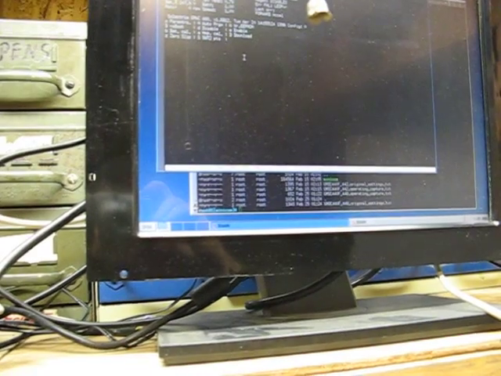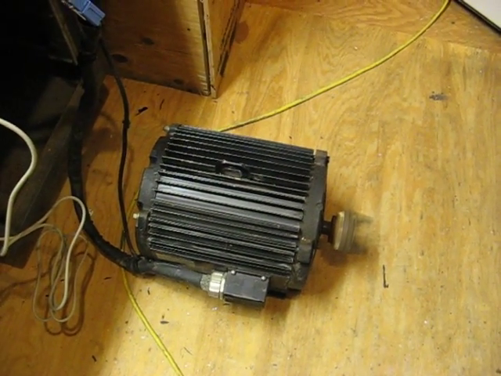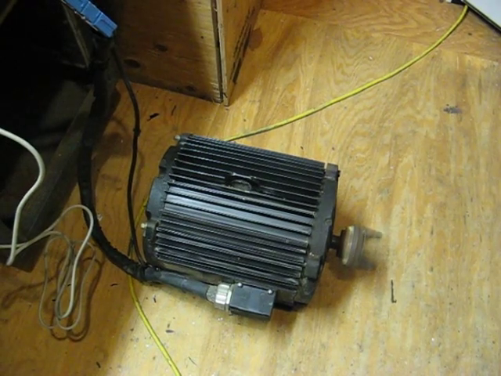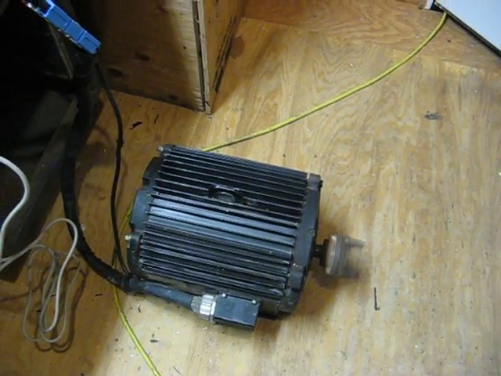I need to be very careful because if I turn it up too much, then I'll pop my breaker. There goes the motor. In that fraction of a second, it went up to about 2,000 RPM. And that was about 1% of throttle.